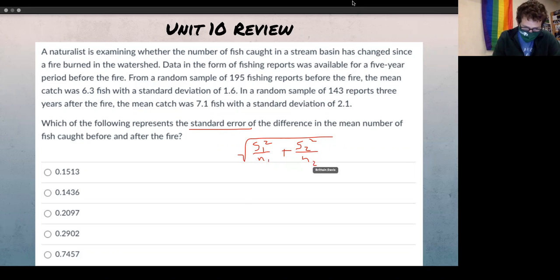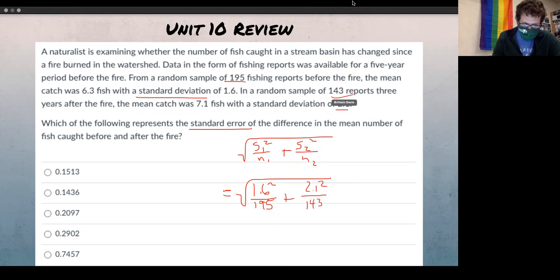So all I need to do is look in here and find, for the first sample, what's the standard deviation of the sample. So in the first one, it's 1.6, so 1.6 squared divided by 195 in the sample. And then the second one will be 2.1 squared divided by 143. And there you have it.